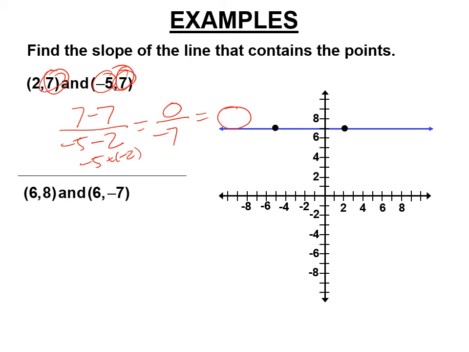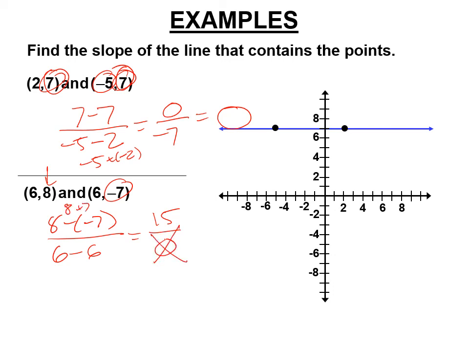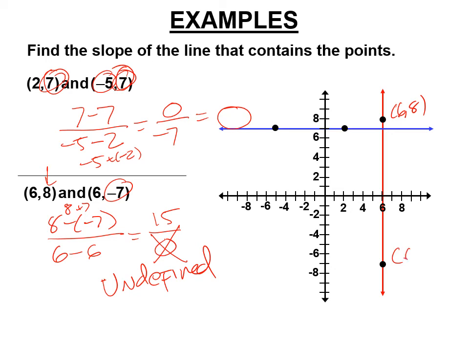All right, again, I'm going to start with this 8. I'm going to do 8 minus -7, subtract the y's, and then I'm going to subtract the x's, 6 minus 0. So I get 15 on the top, same as 8 plus 7, and 0 on the bottom. So what's the slope? That's not allowed. There's no answer. What's the word for no answer? Undefined. What kind of line is undefined? Right, here's the point. 6, 8 is right there. 6, -7. And this is a vertical line.